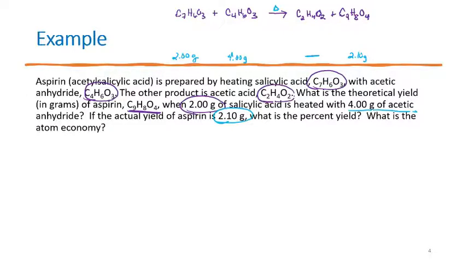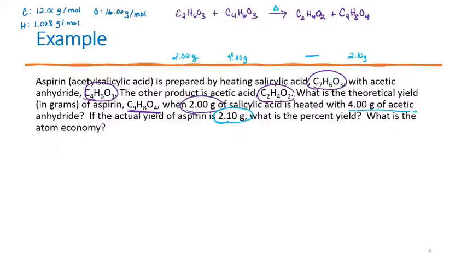In order to do this reaction, first I need to know the molar masses of each species. So you should always have a periodic table with you whenever you're doing chemistry problems. Carbon has a molar mass of 12.01 grams per mole. Hydrogen, 1.008 grams per mole. And oxygen, 16 grams per mole. Let's go ahead and add these up.